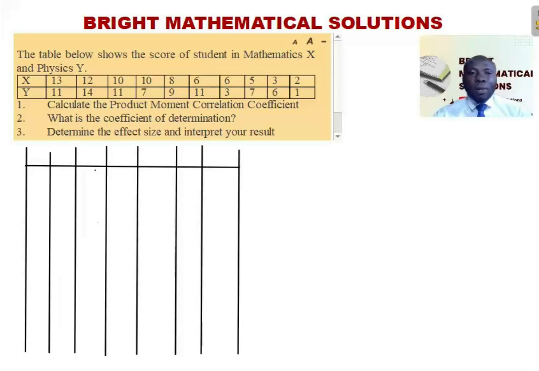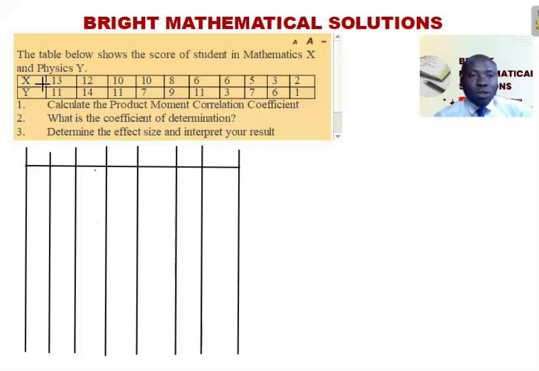We are looking at a Pearson product moment correlation today, and the question says the table below shows the scores of students in mathematics, which is X, and physics, which is Y. So the values are given as shown, and the question says calculate the product moment correlation coefficient. The second one says what is the coefficient of determination, and the third one says determine the effect size and interpret your result. Now let us get to work.